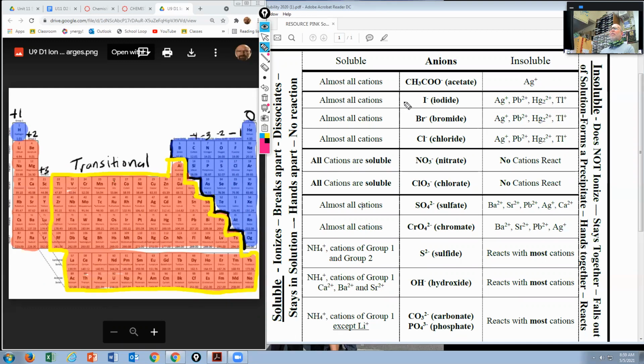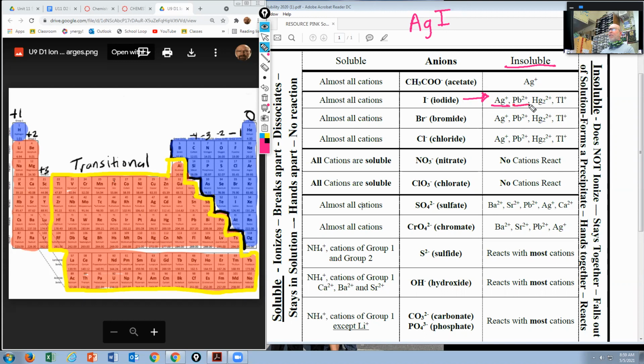What is gonna react or form an insoluble compound with iodide? If you put silver with iodide and you made AgI, because it's a +1 with a -1, this will form an insoluble compound because the silver is on the insoluble side. So when silver and iodide get together, it's an insoluble compound.